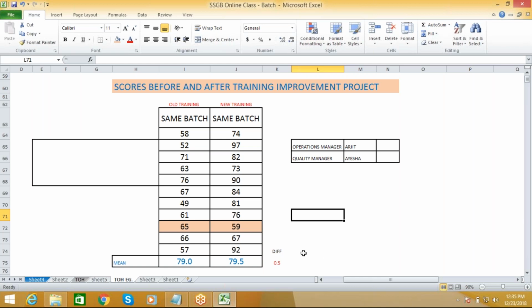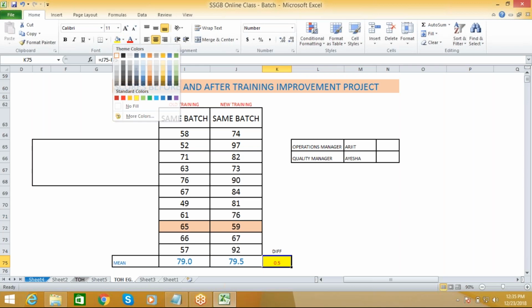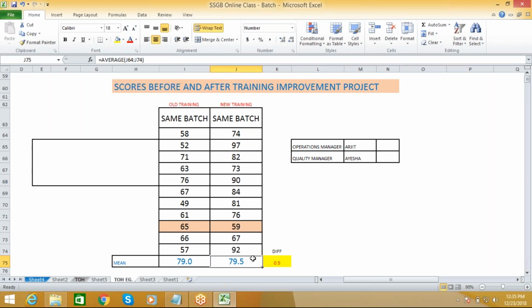Yes. So there is still a mathematical difference of 0.5. Even a 0.1 is a mathematical difference. But in this case, there is a difference. The new training program is better, right? The average score is higher. But can we conclude there is a significant improvement in the new training program?